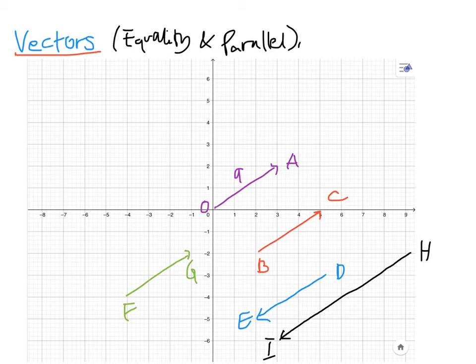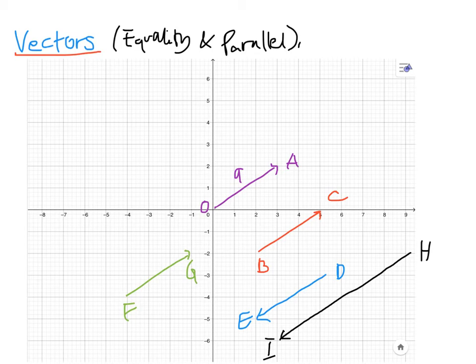DE, FG, and HI. So if I ask you, in your opinion, think about it. Which two vectors are equal? Which two vectors are not equal? Which vectors are parallel? For each question, you can stop the video and think about why these vectors are equal, not equal, or parallel. What is the reason behind it, or how do you know? How can you convince anyone that they're parallel, equal, or not equal?